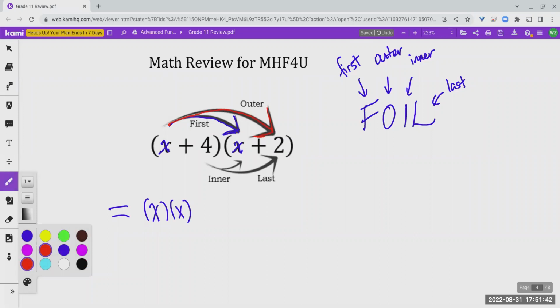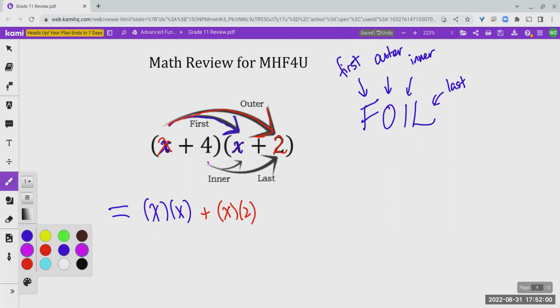What do we mean by outer? Well, see the x over here and the 2, they're on the outer edges of this whole equation, on the left and on the right. So multiply the outers together and add them. So that would be x times 2.